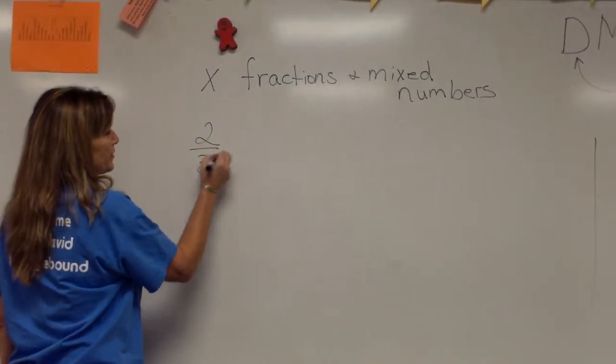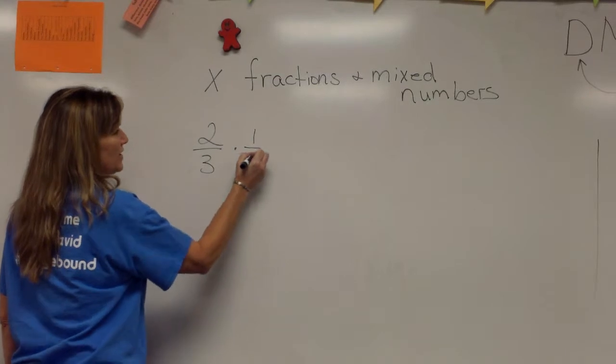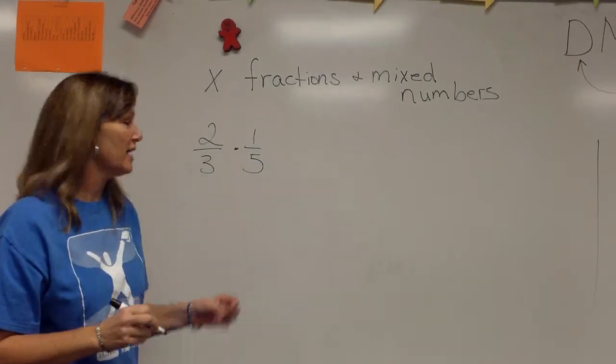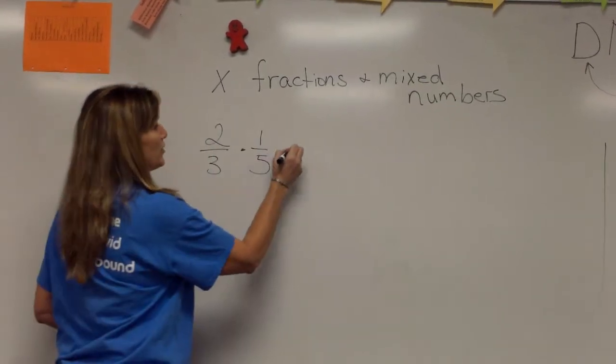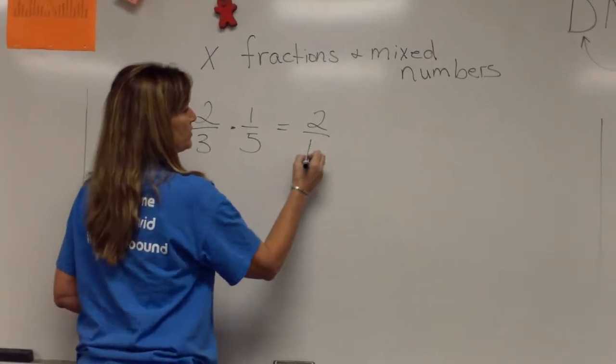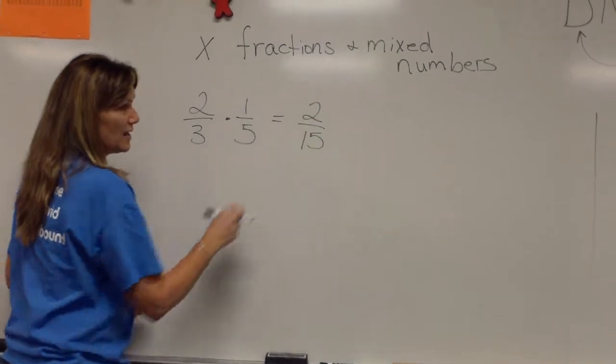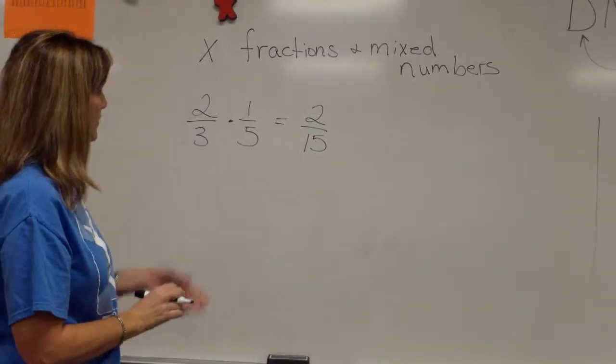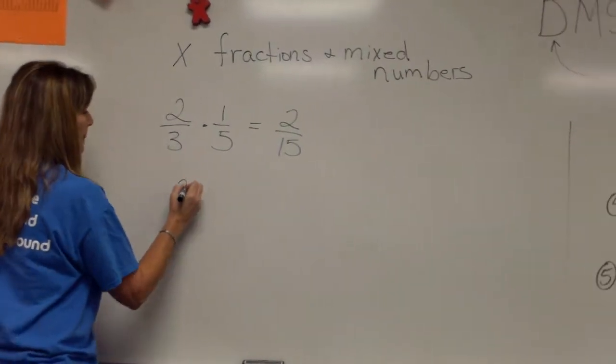Start off with 2/3 times 1/5. When we are multiplying fractions, we multiply our numerators, the top numbers. We multiply our denominators, the bottom numbers. And then I look and see if it will reduce. It won't, so I'm through.